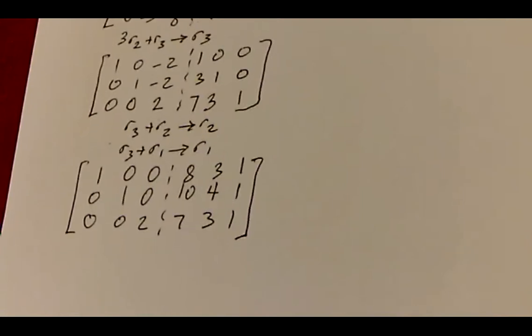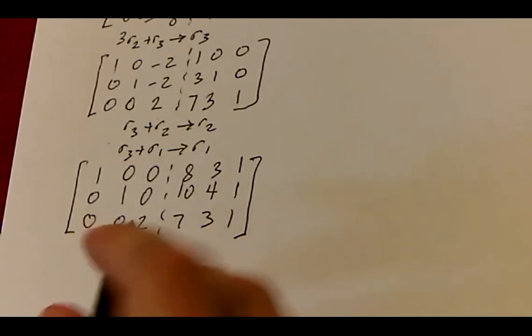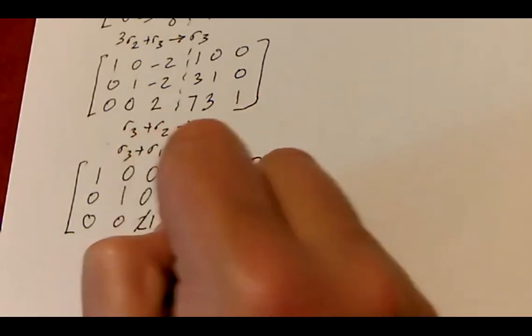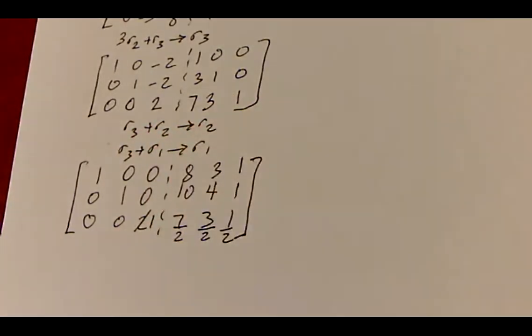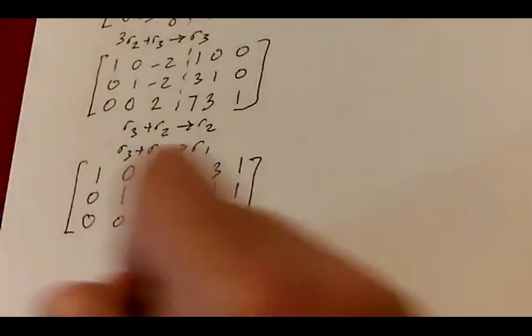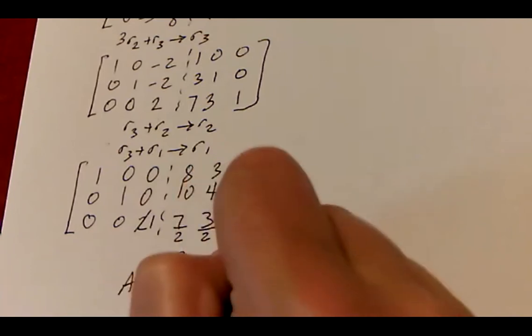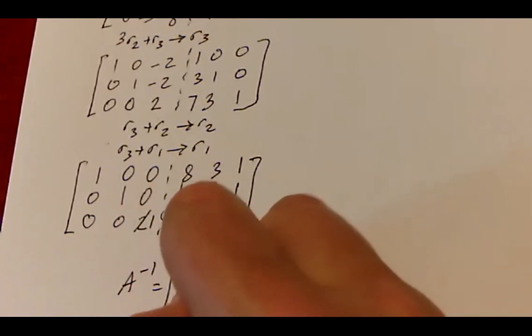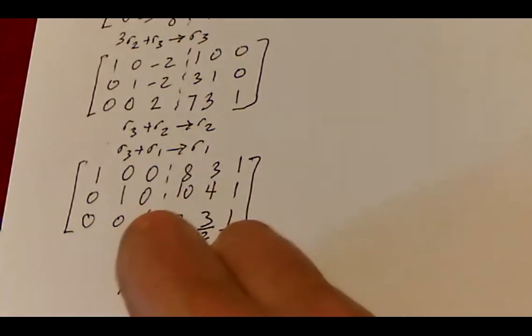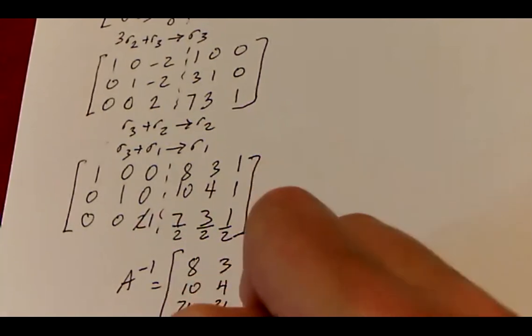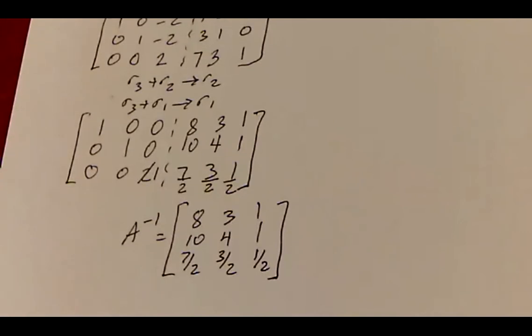So the only thing left to do is I need to scale this row. I need to divide it by 2. I'm just going to do it right here. I'm going to make that 1. This is going to be 7 halves, 3 halves, and 1 half. So I can then say that my matrix A inverse is equal to 8, 3, 1, 10, 4, 1, 7 over 2, 3 over 2, 1 over 2. And that gives me my inverse.